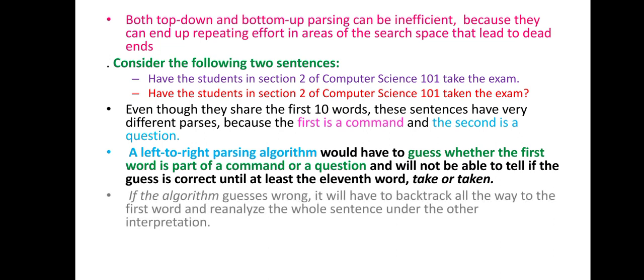So this algorithm guesses wrong. Suppose it has to backtrack all the way to the first word. If it identified it wrongly, it has to go back to the first word, verify the sentence formation again, and reanalyze the whole sentence under the other interpretation. Only when take or taken is noted can we identify whether the sentence is correct or not. If it is wrongly guessed, it has to backtrack and reanalyze the whole sentence under the other interpretation. So this is some of the difficulty with the parsing technique.